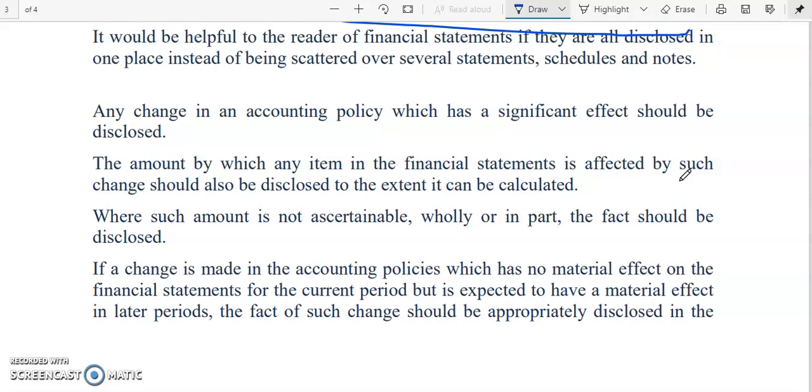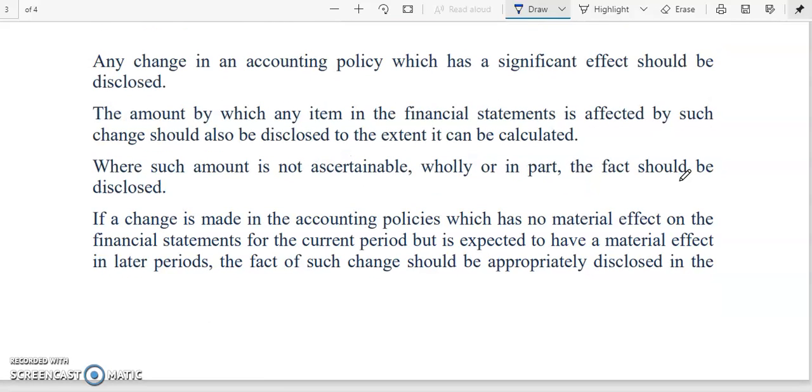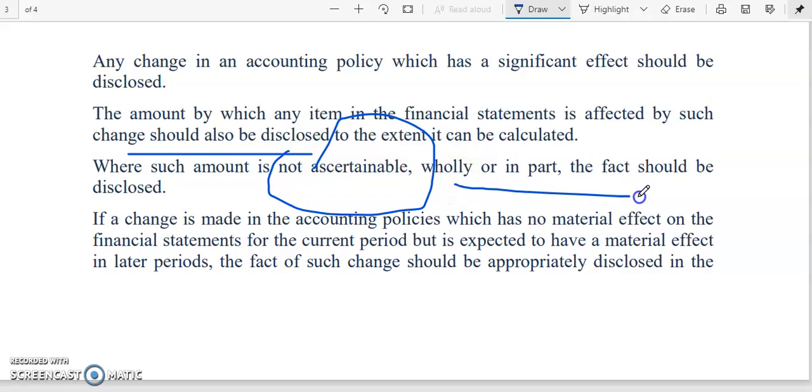Further, any change in the accounting policy which has a significant effect must be disclosed. Further, the amount by which the financial statement is affected due to change in the accounting policy should be quantified and disclosed. If such amount is not ascertainable, wholly or in part, then the fact should be disclosed that there is a change in the accounting policy which has a significant effect. However, we cannot quantify the amount. So such fact should be disclosed.